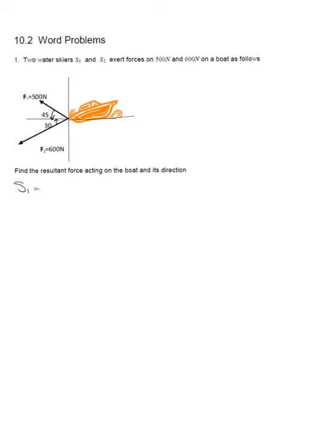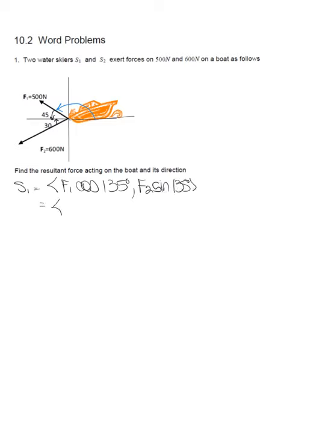So starting with skier 1, that means it is going to be the magnitude of the force, which would be F1, times the cosine of the angle that it makes with the positive x-axis. Now look here. It doesn't make a 45 degree angle with the positive x-axis. It actually makes a 135 degree angle with the positive x-axis. And then we'll take F1 times the sine of that 135 degree angle.